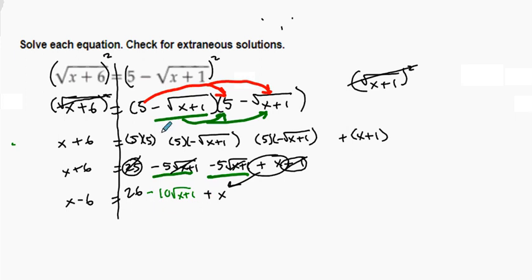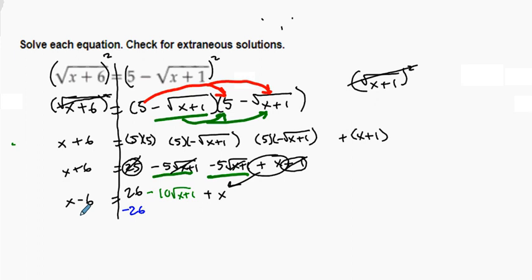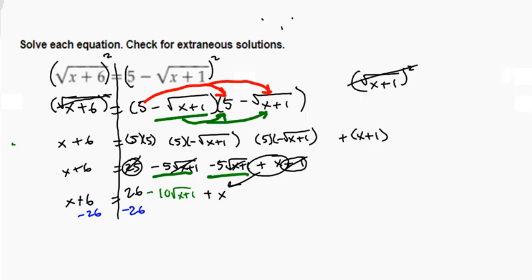Okay, so again, let's get the variable by itself. So we're going to move the x and the 26 over. I'm going to use the blue to show that. So we're going to go minus 26, minus 26. All right, there you go. And I made a mistake here. The mistake I made is that I turned this to x minus 6. That should be x plus 6. All right, so my bad.